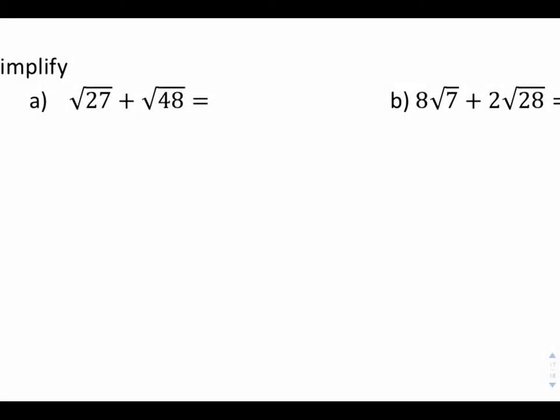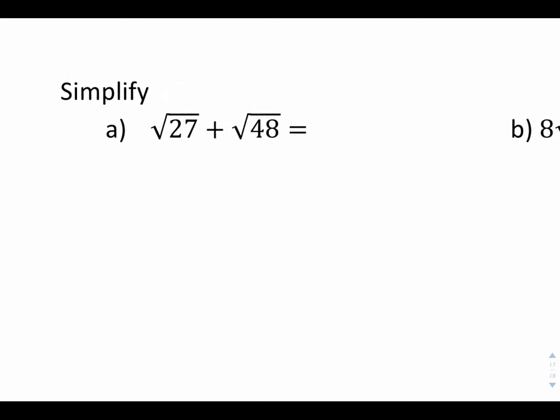What we're looking at here are three questions where we want to simplify them and we're adding radicals together. In order to simplify, we have to have the same radical in each term. And in this case, it's not quite set. So first of all, I'm going to move this equal sign, and see if I can factor out a perfect square from each of these two.